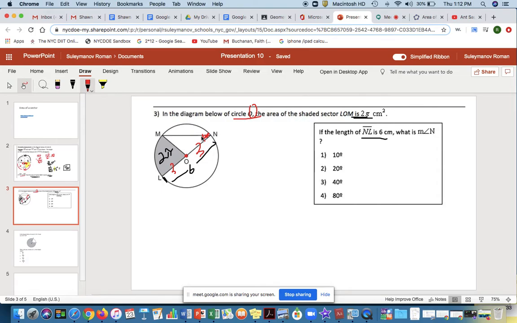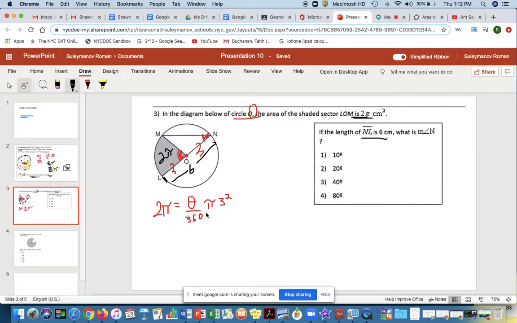How would you find angle N? What you want to do is find angle O, and if you know what angle O is, angle N would be half of that because angle N is an inscribed angle. So this is combining everything you've learned so far. So let's see what we would do. You would set the area of the sector equal to the angle you want to find out over 360 times pi, and our radius is 3 squared.